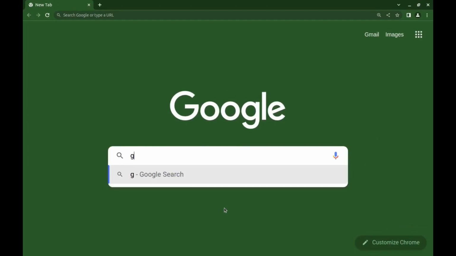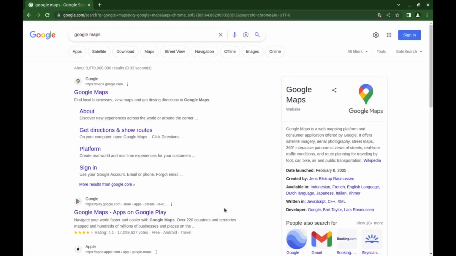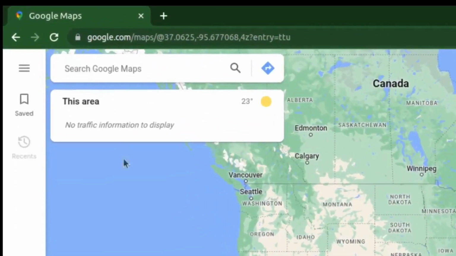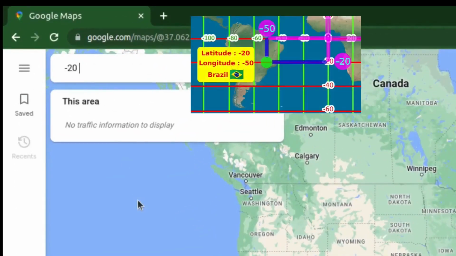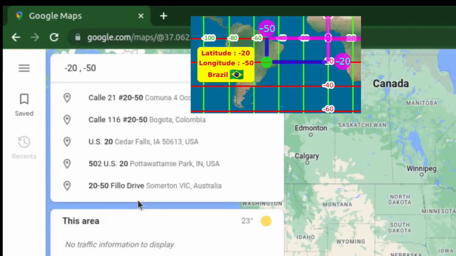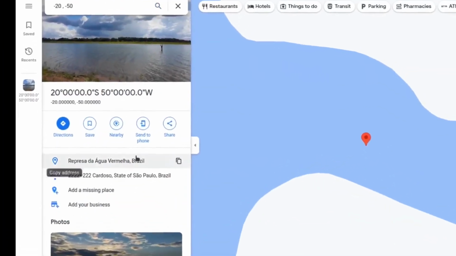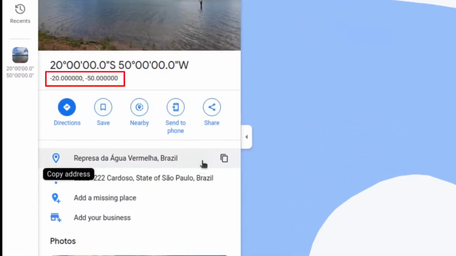Now let's go to Google Maps. And here in the search box, we can enter latitude, a comma, and longitude. And search. Here it is, Brazil. And here you see -20.0 and -50.0. And this is called decimal degrees or DD format. These zeros indicate the decimal fraction of degrees.